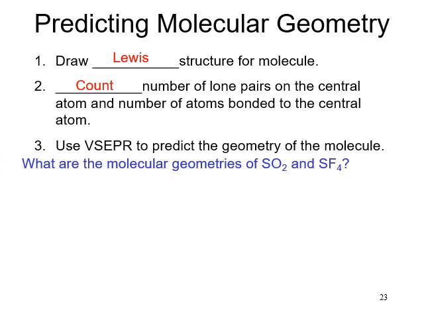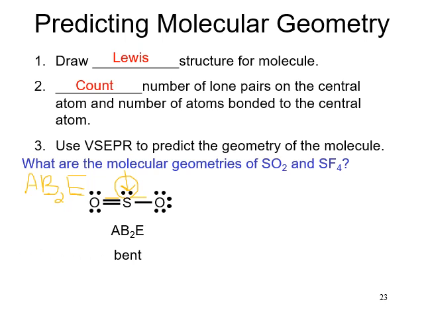So let's do an example. What are the molecular geometries of SO2 and SF4? Well, we have to know the Lewis structure. So once you draw the Lewis structure and you feel confident that you got it right, you look at the atom that you're trying to determine the shape around. So this is our central atom. And to determine the shape around that one, we count the number of lone pairs and the number of atoms. So it looks like we've got one lone pair and 2 atoms. That makes 3. And the VSEPR class would be AB2E. So if you recall, this is bent.